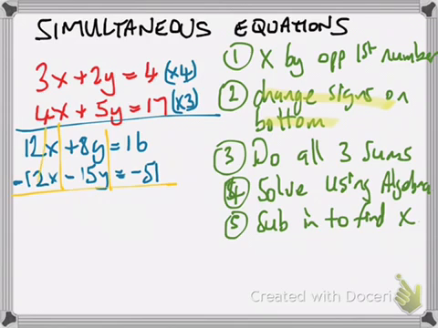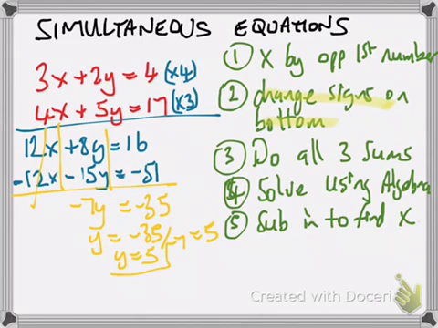So 12x minus 12x always disappears. 8y minus 15y is minus 7y, and 16 minus 51 is minus 35. So then to find y, the minus 7 comes across as divide. Do not take it across as plus. Minus 7 has been multiplied by the y. So it's minus 35 divided by minus 7, and a minus and a minus gives you plus, and 35 divided by 7 is 5. So we've got y equals 5. That's doing the three sums and solving by algebra.